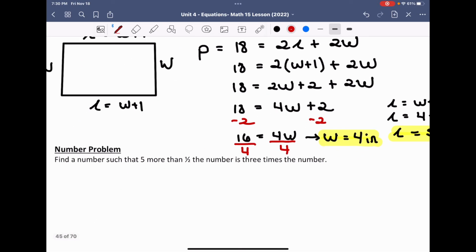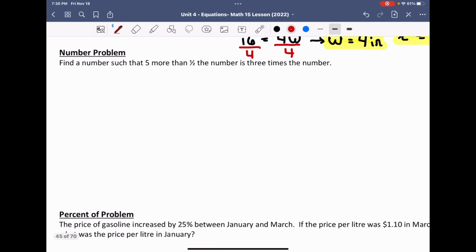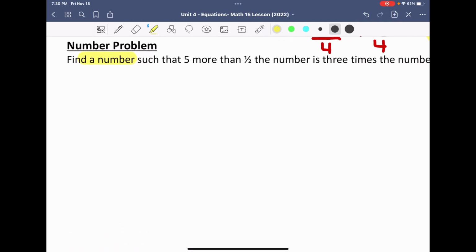All right, now let's go down to some number problem. They say find a number. They're not really specific about it. This is our key word, find a number such that 5 more than 1/2 the number is 3 times the number. Okay, let's deconstruct this a little bit.